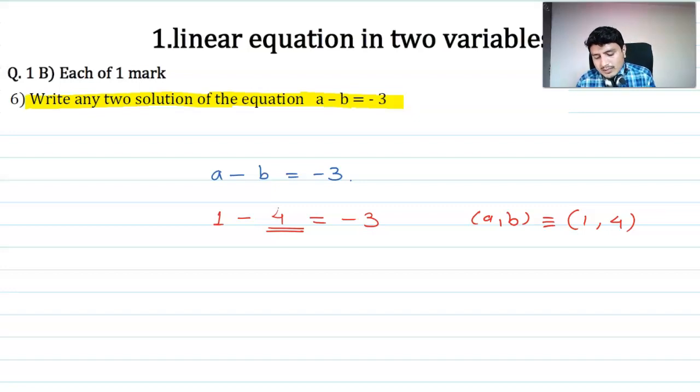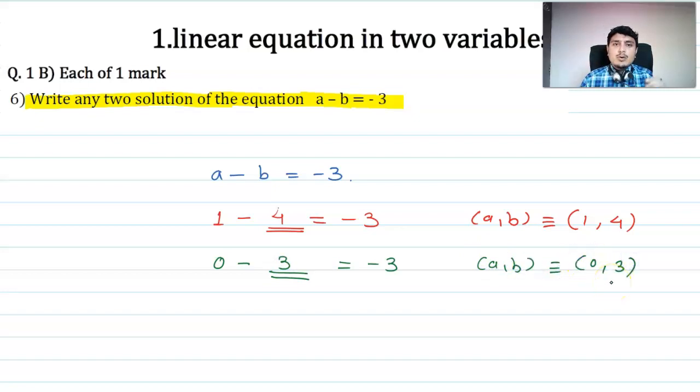You may choose other values. Like, let me take another value of a as 0. So 0 minus something gives us minus 3. Definitely 0 minus 3 is minus 3. So the values of a and b are 0 and 3. That means (0, 3), where the a value is 0 and the b value is 3, is a solution of the given linear equation in two variables. So here we have two solutions.